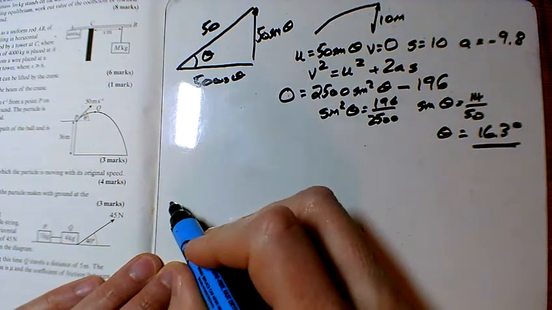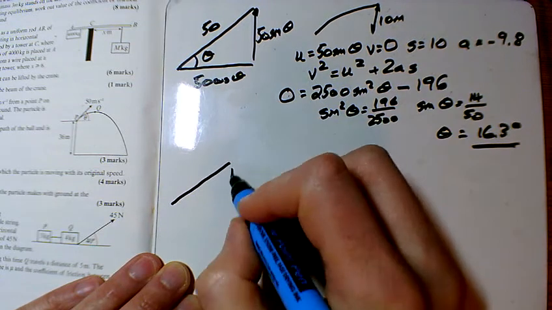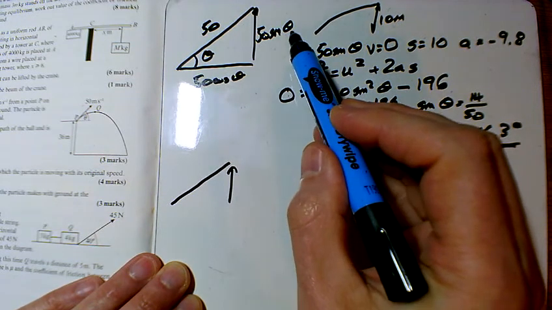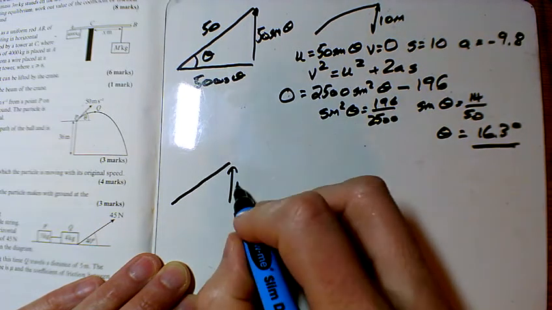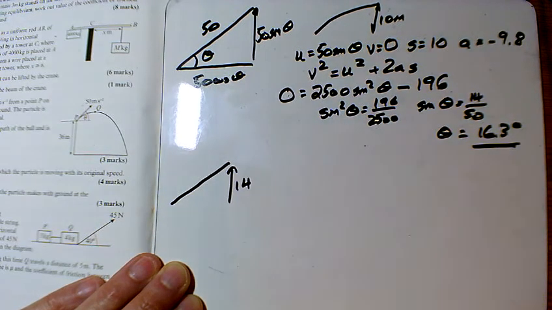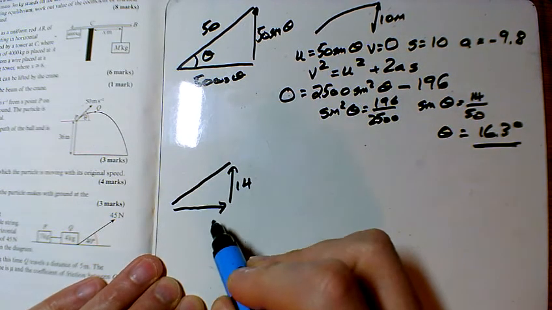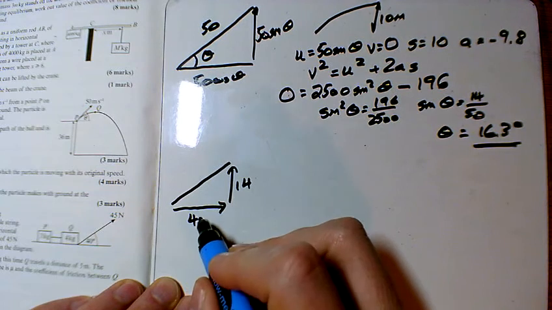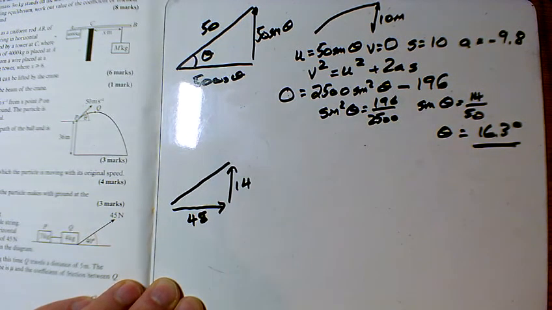So for part B, I'm actually going to think about putting this angle in. And so vertically, we've got 50 sine theta, and 50 sine theta is almost exact. It's 14, no, that bit is just 14.03 I've got there. Horizontally, I've got 50 cos theta. That's the one that is exact. That's 47.99. So I'm going to make that 48.